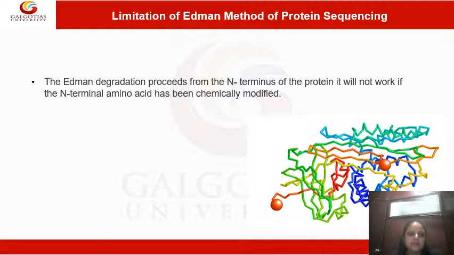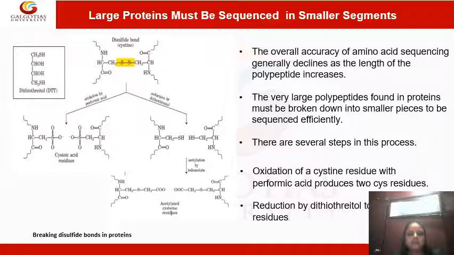The limitation of the Edman degradation method of protein sequencing: this method proceeds from the amino terminal of the protein. So, if the amino terminal of the protein is chemically modified, then this protein sequencing method doesn't work. One of the important things we have to remember during protein sequencing is that the overall accuracy of amino acid sequencing generally declines as the length of the polypeptide increases. The very large polypeptides found in proteins must be broken down into smaller pieces to be sequenced efficiently.